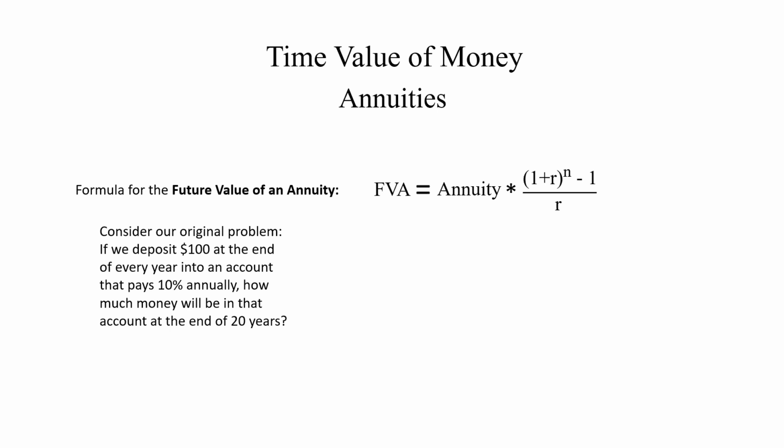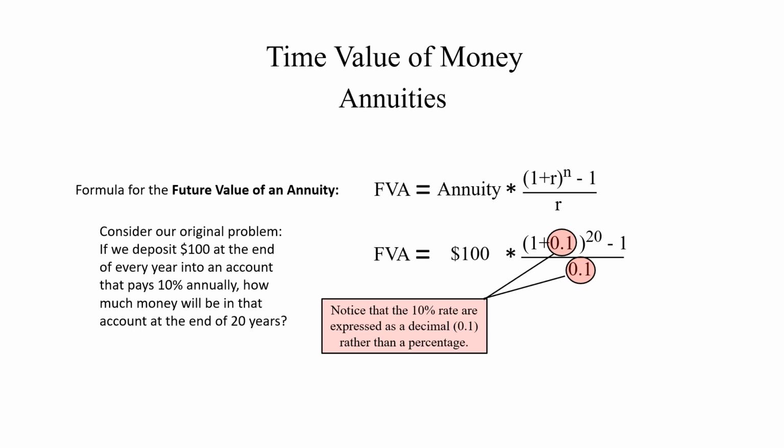So now let's go back to our original problem. If we deposited $100 at the end of every year into an account that pays 10% annually, how much money will be in the account at the end of 20 years? Let's plug in the values we know into our formula and find out. Notice that the 10% rate is expressed as a decimal rather than a percentage.